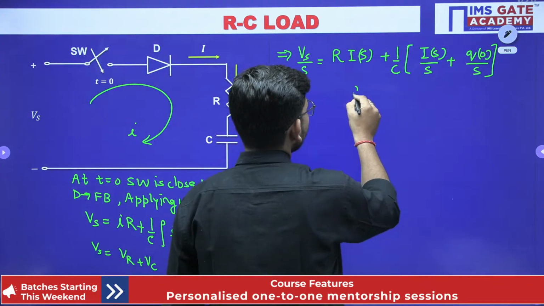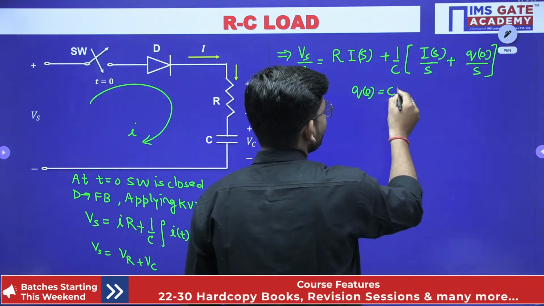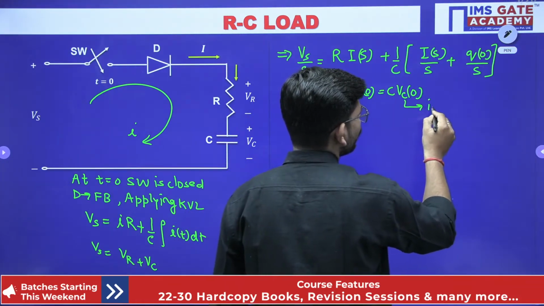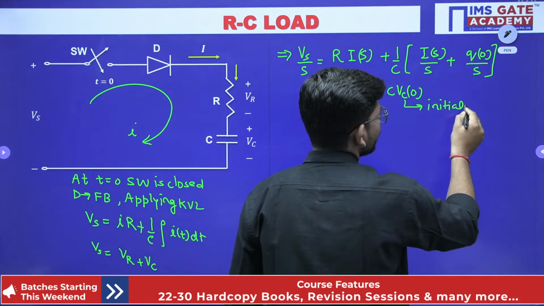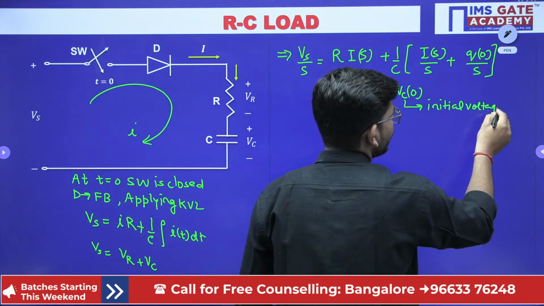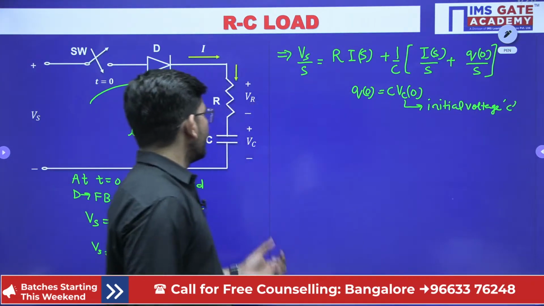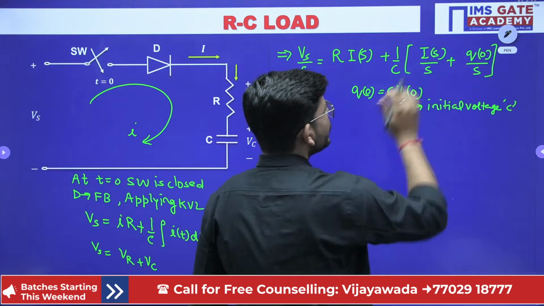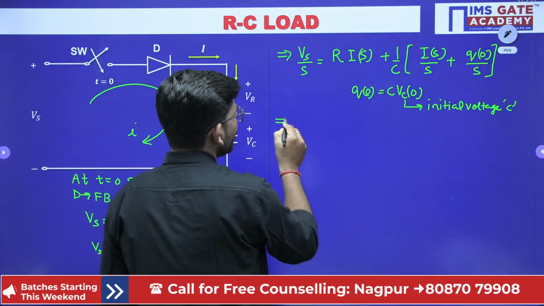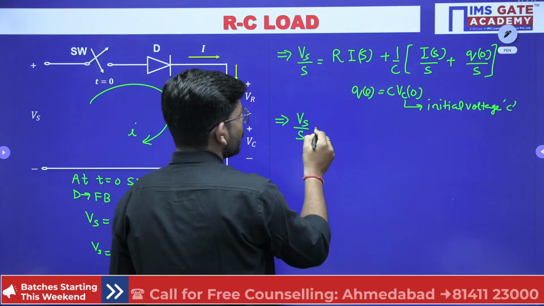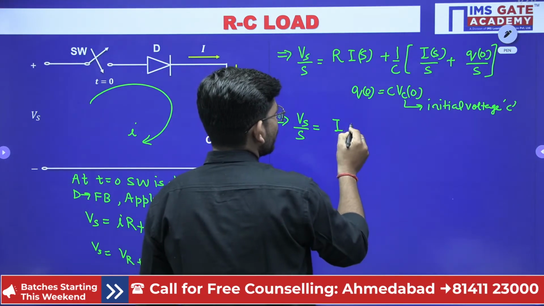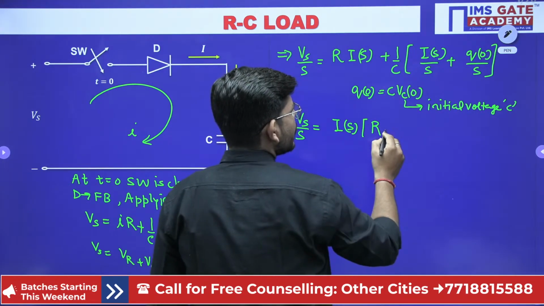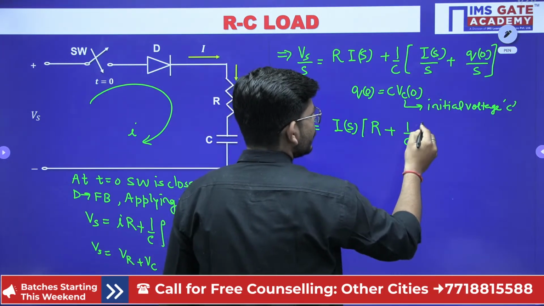We may also write Q0 to be C Vc0, where Vc0 is the initial voltage across the capacitor. This is the initial voltage across C. Now we have assumed that the capacitor has no initial voltage, so this quantity will be 0, and what we are going to get here is Vs upon S, which will become I of S times R plus 1 by Cs.